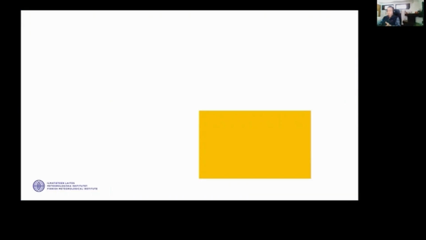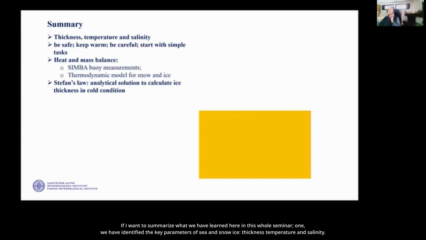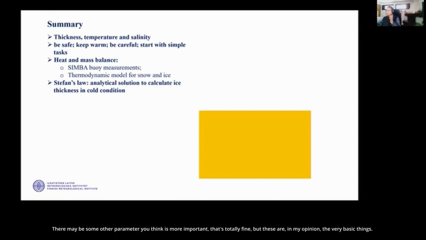So finally, if I want to summarize what we have learned in this whole seminar, we have identified the key parameters of snow and sea ice: thickness, temperature, and salinity. There may be some other parameter you think is more important. That's totally fine, but these are, in my opinion, very basic things. But for field observations, you know what the most important thing is: keep yourself warm, keep yourself safe.